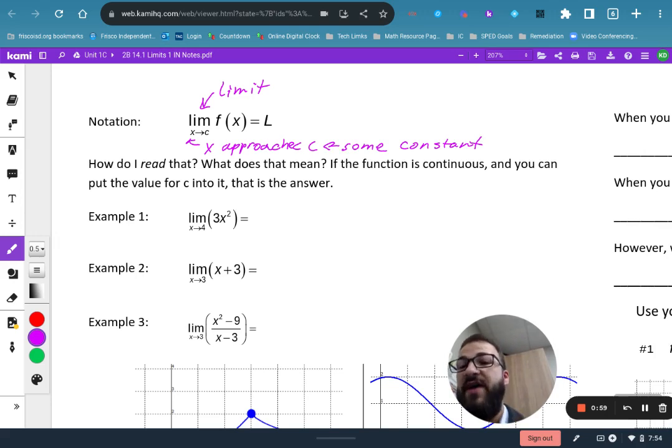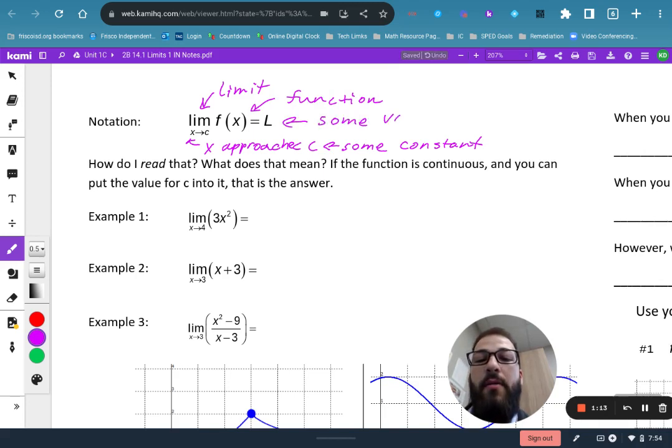Okay, then of course f of x is our function. And then L being some value of y. So we have the limit as x approaches c, which should be some constant, of the function, and then that's equal to some value of y. That's how we read our limit notation. So let's look at some examples, okay?